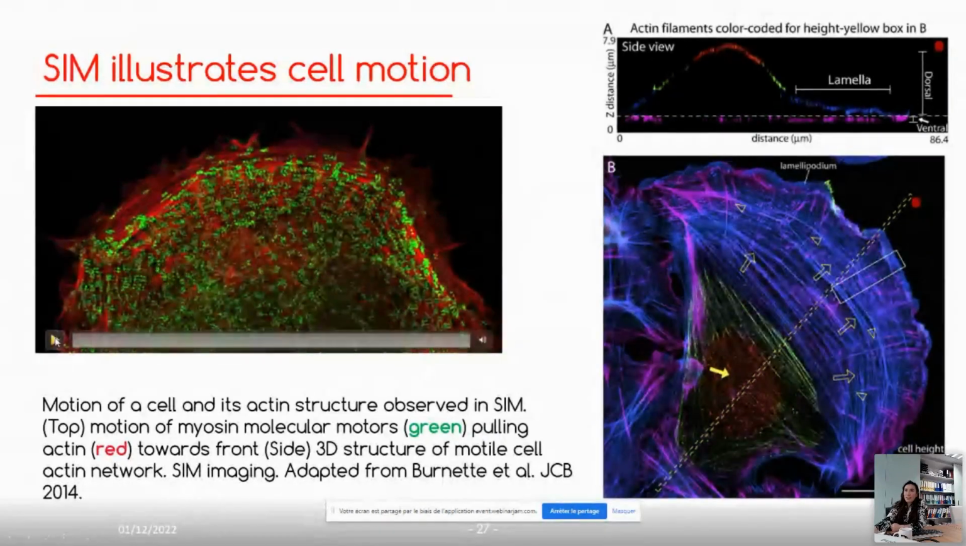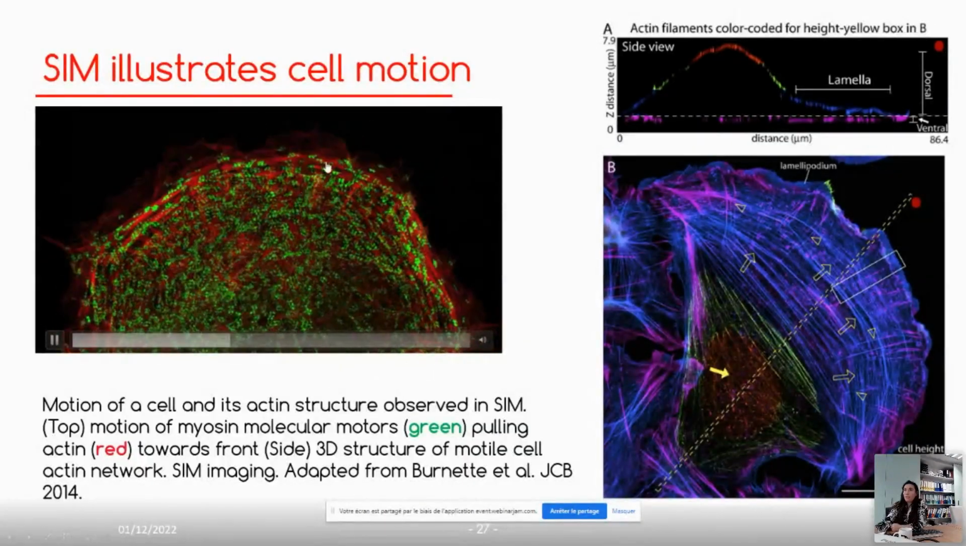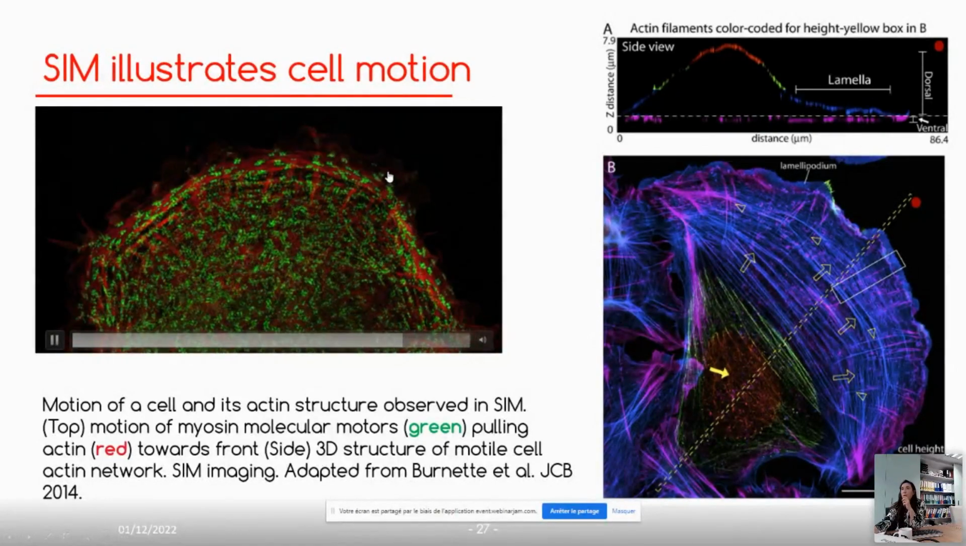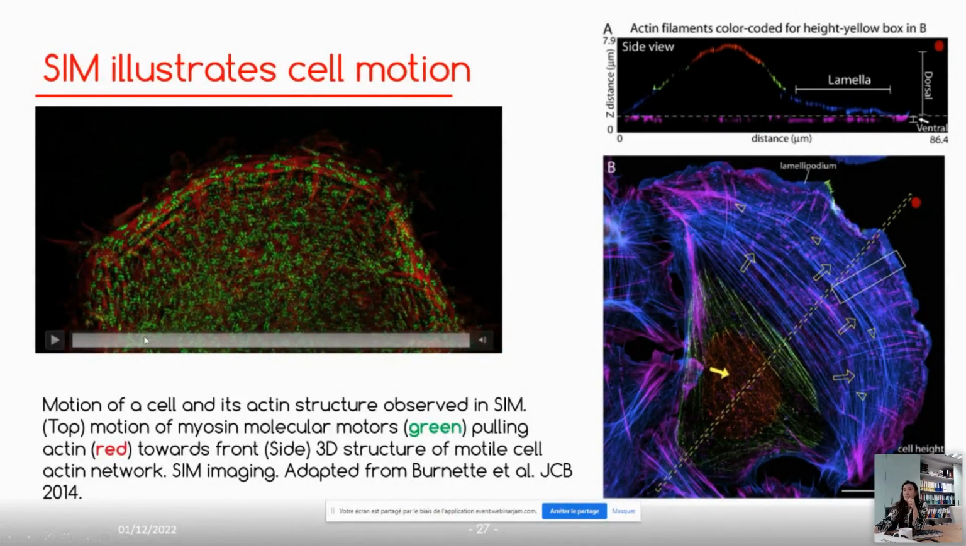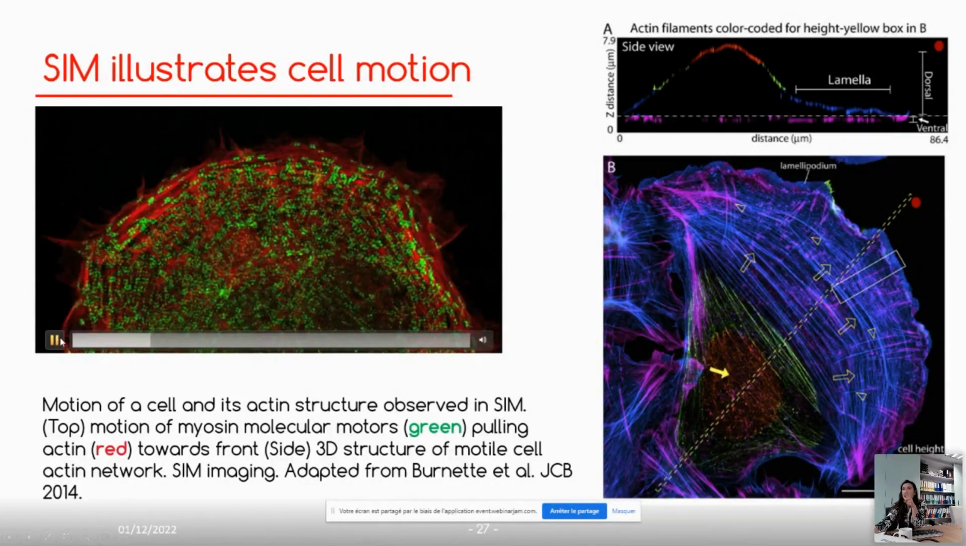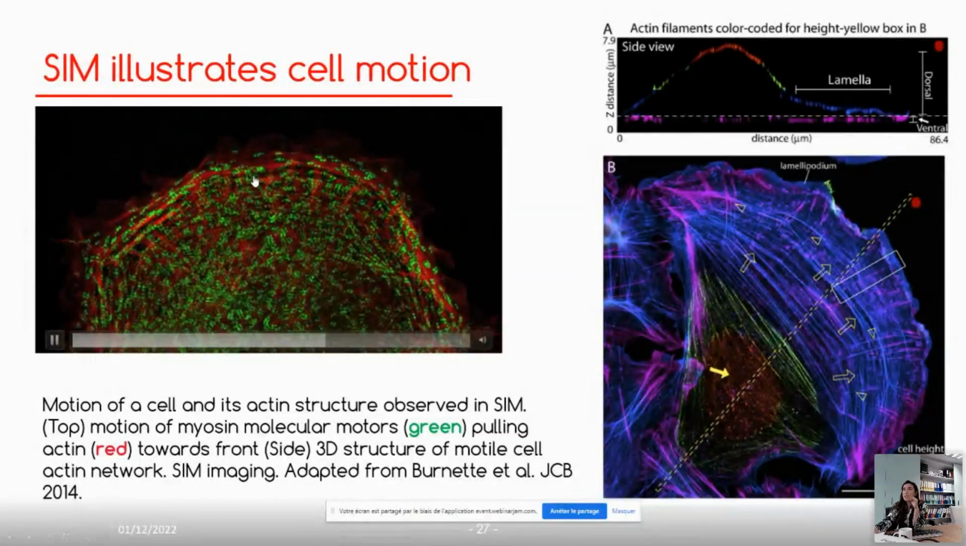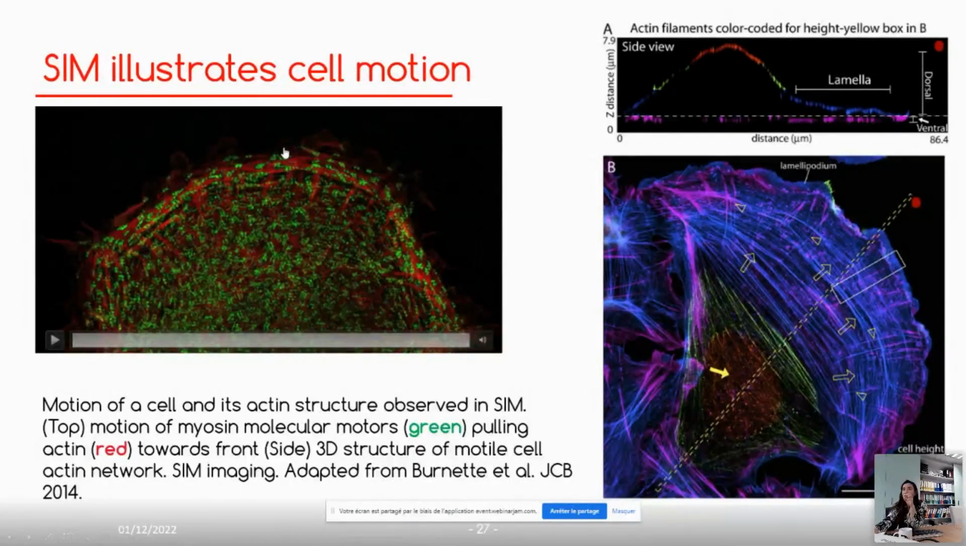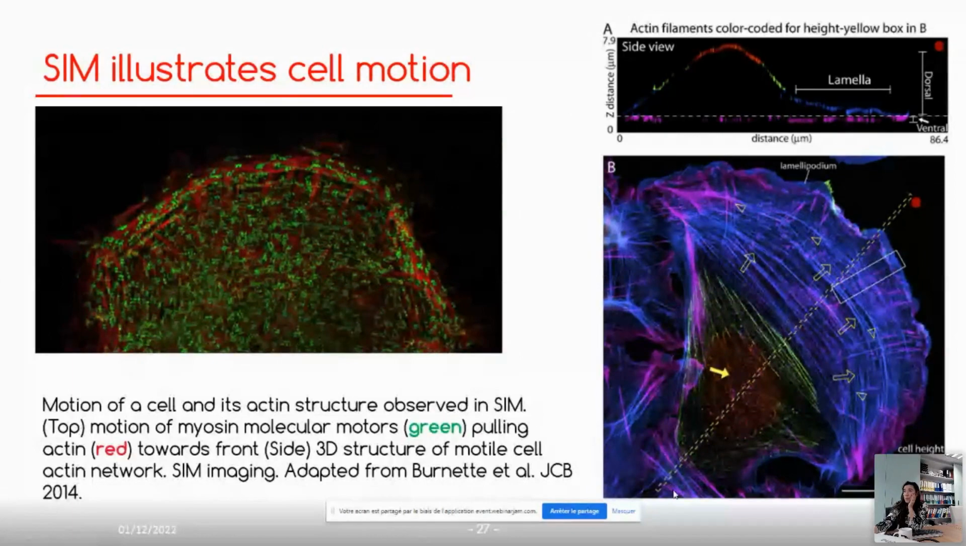What we're going to see in this video is the front forward region of a cell that's crawling and inching forward. These green regions of myosin are moving forward on these red actin threads, and SIM allowed people to see that. It also allowed them to quantify the direction of these actin filaments according to the different heights. Here the color code corresponds to the height or depth of the sample.